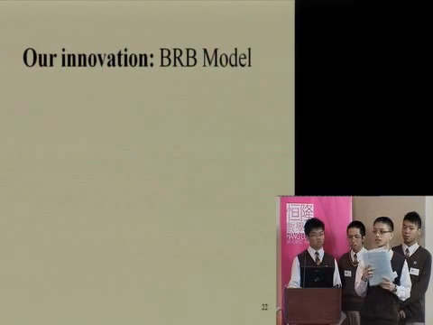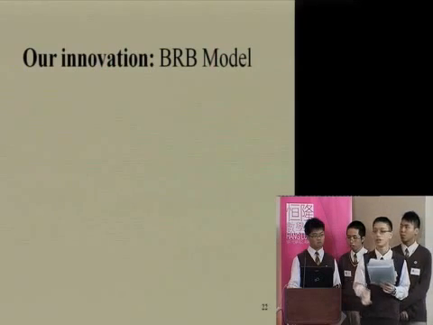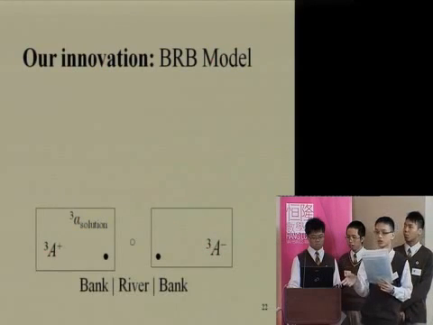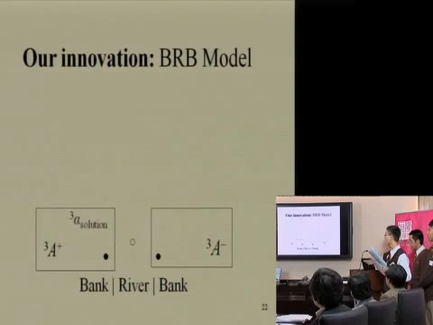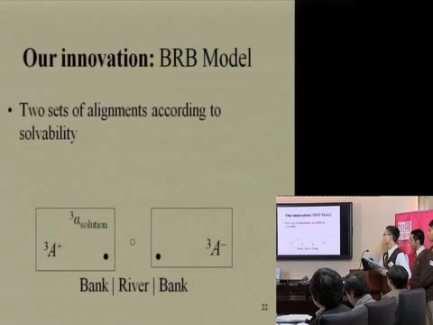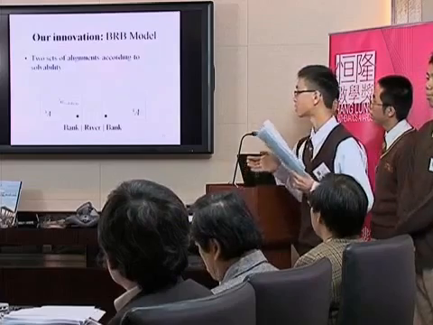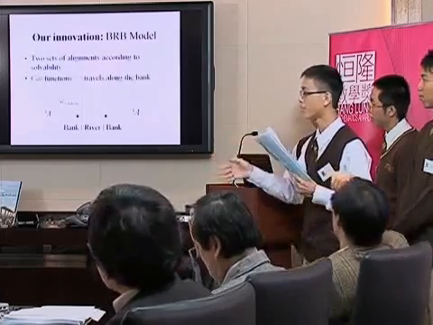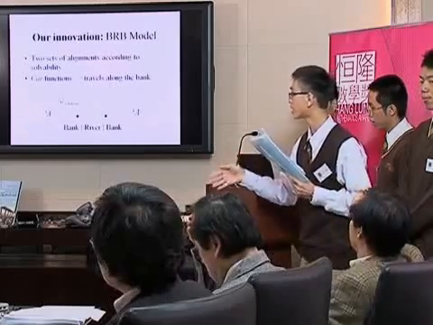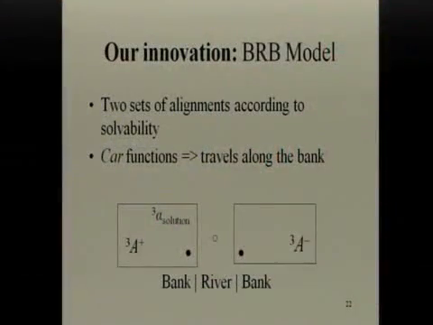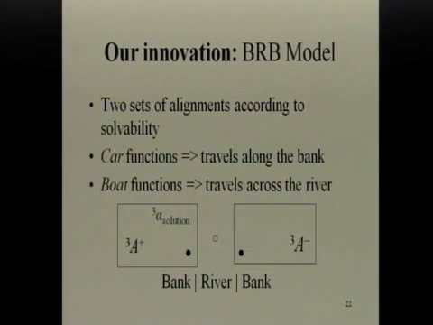And by introducing the solvability theorem, we have introduced a new model, what we call the river-bank model, and for short, we denote it by the RB model. On each bank, there are two sets of alignments which are congruent. The left is the solvable alignments, and the right are the unsolvable alignments. We call those functions that do not change solvability Carr functions, and for those that do, we call them Boole functions.